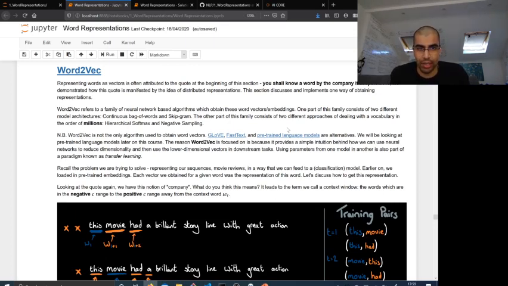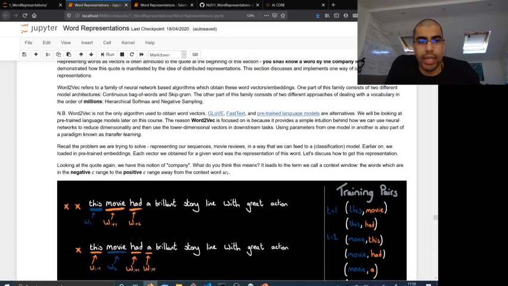The reason for that is that the word vectors we use in downstream tasks will mainly be pre-trained, and we'll see more of this next week. Other algorithms we can use to obtain word vectors are things like GloVe, fastText, and more recently pre-trained language models, or PLMs, which is something we'll be looking at more in future sessions.